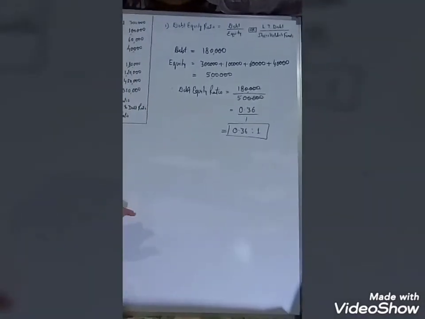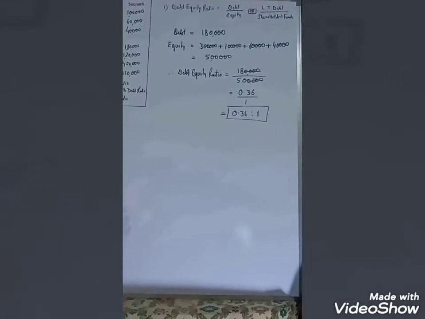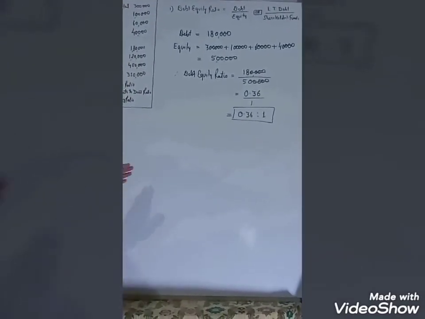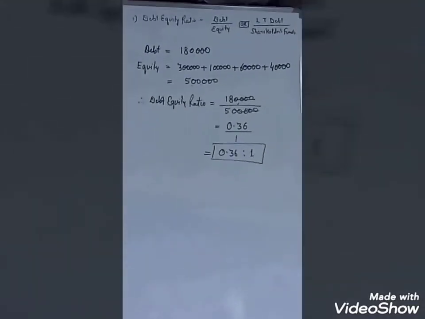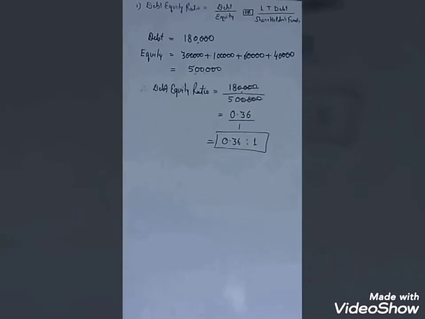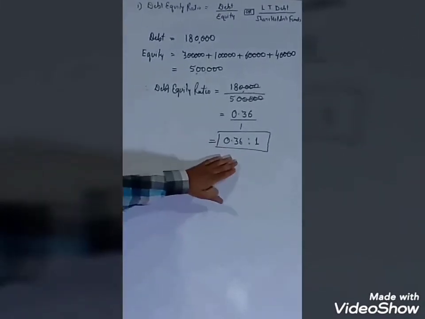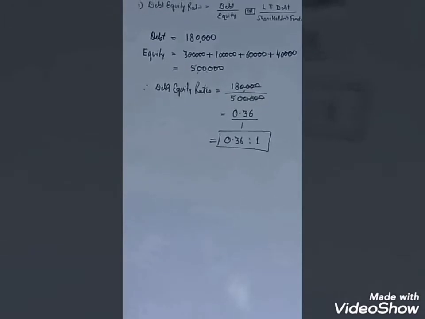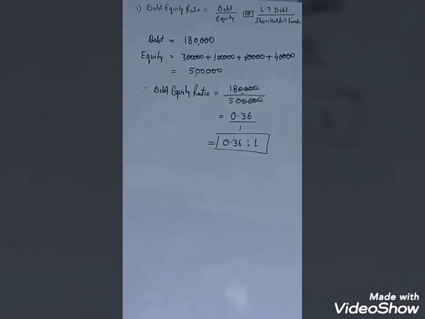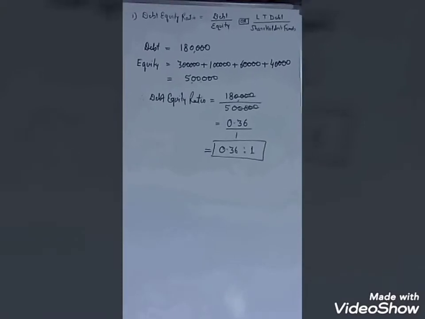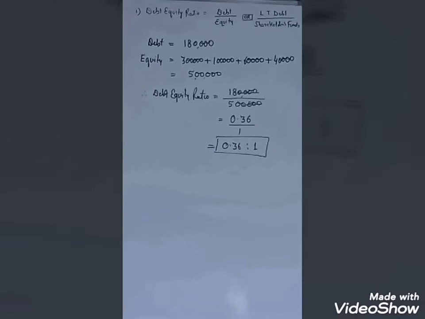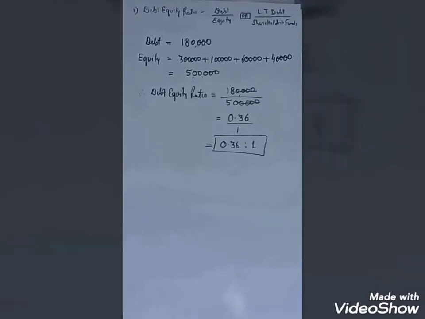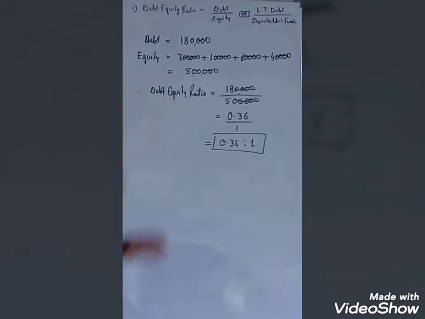This ratio indicates what proportion of funds are provided by long-term debt in comparison to shareholders' funds. General ratio should not be more than 2:1. In this case, the ratio is 0.36 ratio 1. In this case, long-term debts are only 0.36 in comparison to shareholders' funds, indicating financial soundness of the business or the company. It indicates that the business is financially sound.